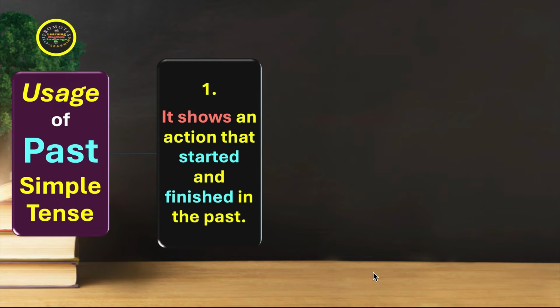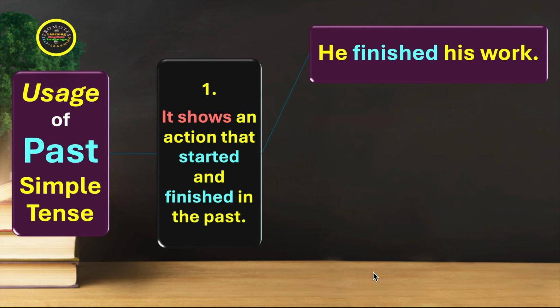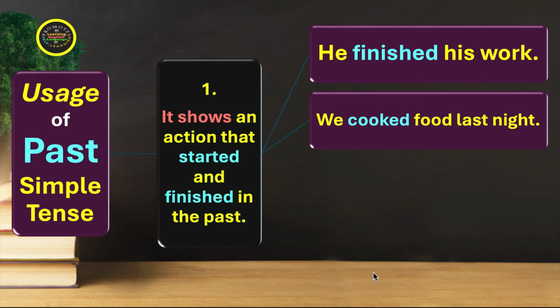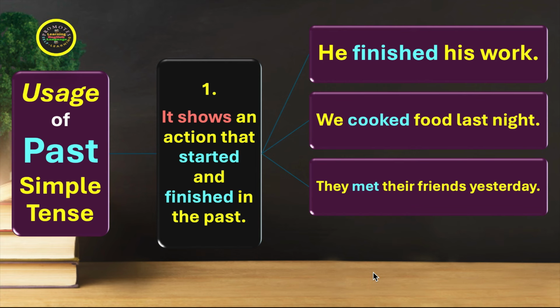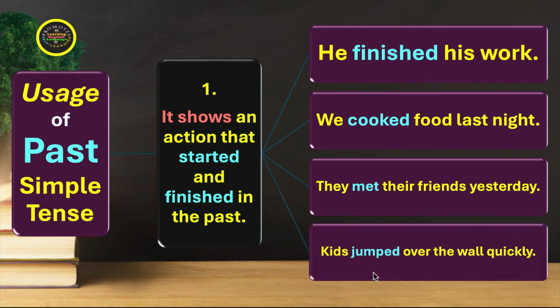And the first point is it shows an action that started and finished in the past. Look at the examples. He finished his work. The action started and finished in the past. Likewise, we cooked food last night. They met their friends yesterday. Kids jumped over the wall quickly. So in all these sentences, what we notice, an action started in the past and finished in the past.